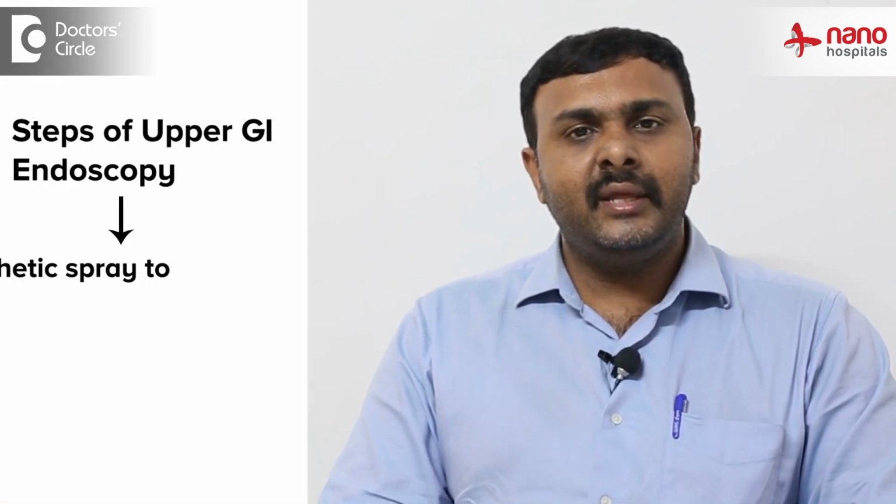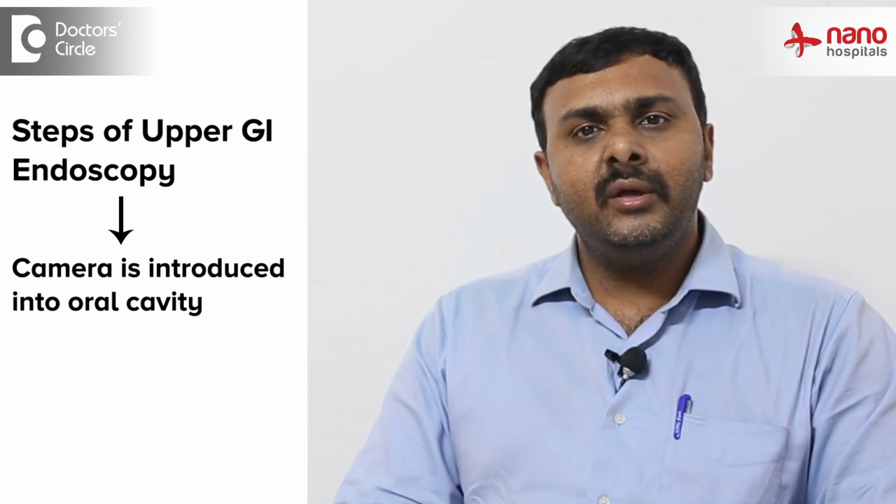So during endoscopy, what should the patient expect? During an upper GI endoscopy, there could be a mild amount of discomfort. Initially, the endoscopist will give you an anesthetic spray to your throat and then the camera is introduced into the oral cavity. The endoscopist will ask you to swallow the scope and the scope will go inside.